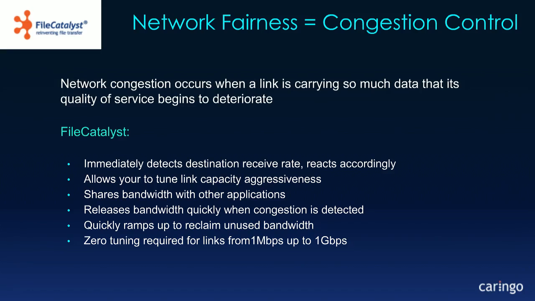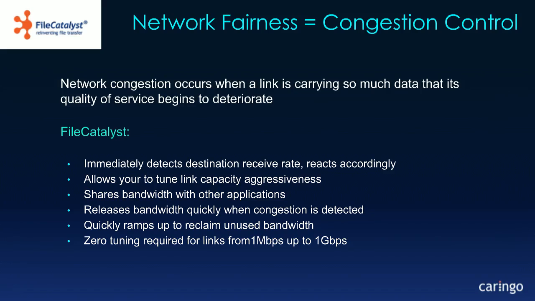Okay. So we talked earlier about congestion control. So what is congestion control? This can be equated to network fairness. So how FileCatalyst plays fair on the network amongst other applications, amongst other protocols, and so on. So, at a high level, by default, we play fair, meaning that we'll never consume your entire network. We'll see what's available, and then we'll basically react to that link availability.